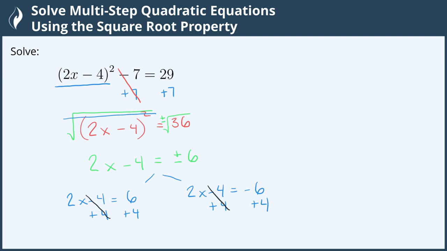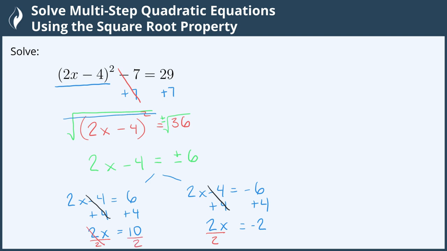And then on the right side, we end up with positive 6 plus 4, which is 10. And so we get 2x equals 10. And on the right side, over here, we have negative 6 plus 4, which equals negative 2. So we have 2x equals negative 2. And then to continue solving, we want to undo the multiplication between the 2 and the x. So we'll divide both sides by 2.